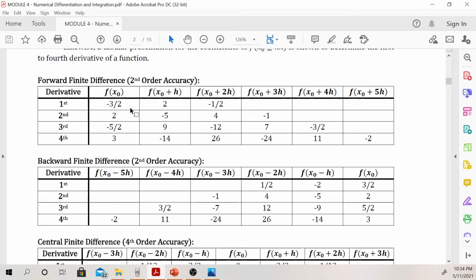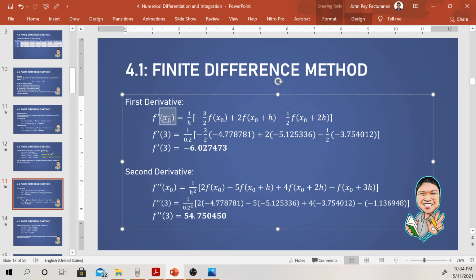Tingnan ninyo 'tong table na 'to. Forward finite difference tayo, first derivative. Yung f of x sub o is negative 3/2. Tapos, yung f of x sub o plus h is positive 2. Yung f of x sub o plus 2h is negative 1/2. Sana natatandaan ninyo. Ang first derivative, palagi ninyong i-divide muna ng 1 over h. Yun yung general rule. 1 over h pag first derivative. Pag second derivative is 1 over h squared.